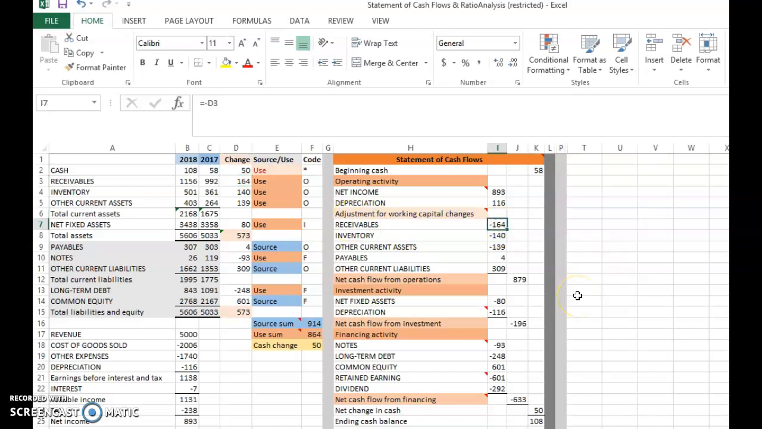It's a cash outflow. Likewise, 140, it's a use. Therefore, it's negative here. Inventory, from here, this amount here. Then for other current assets, it's positive here, but because it's a use, it must be a negative 139. Now payables, it's a source of cash. So payables here would be 4, it's positive here because it's a source, it's also positive here. Then here, other current liabilities, 309 is a source, therefore it's also positive here, 309.